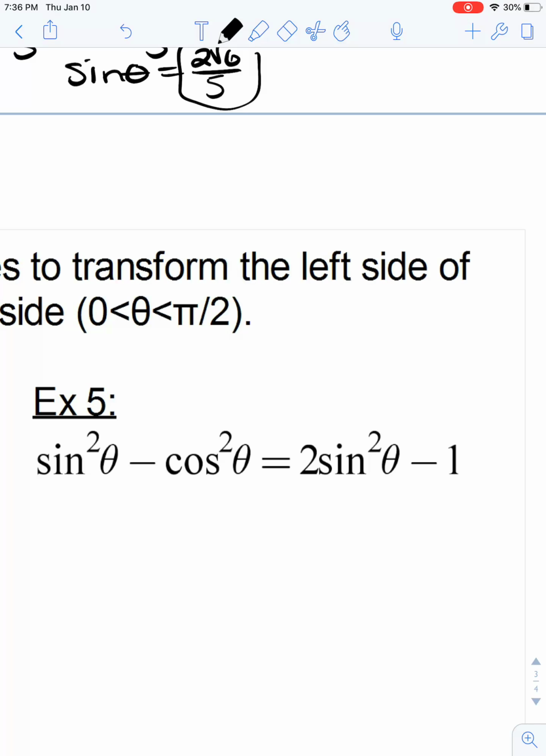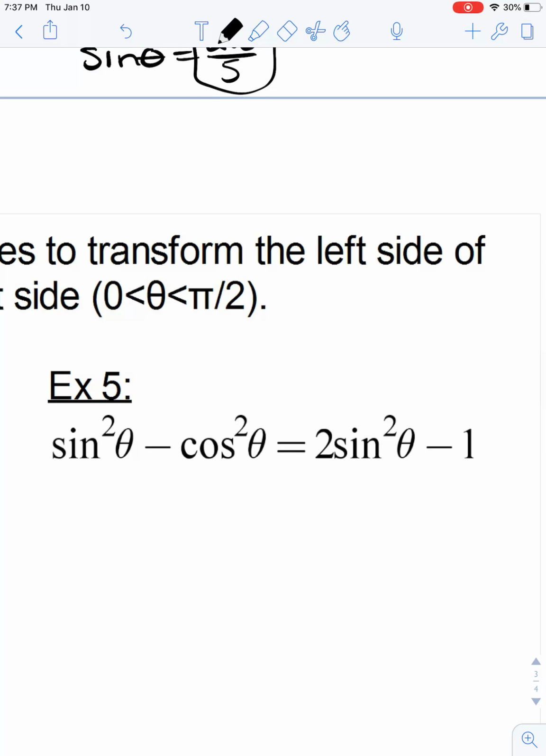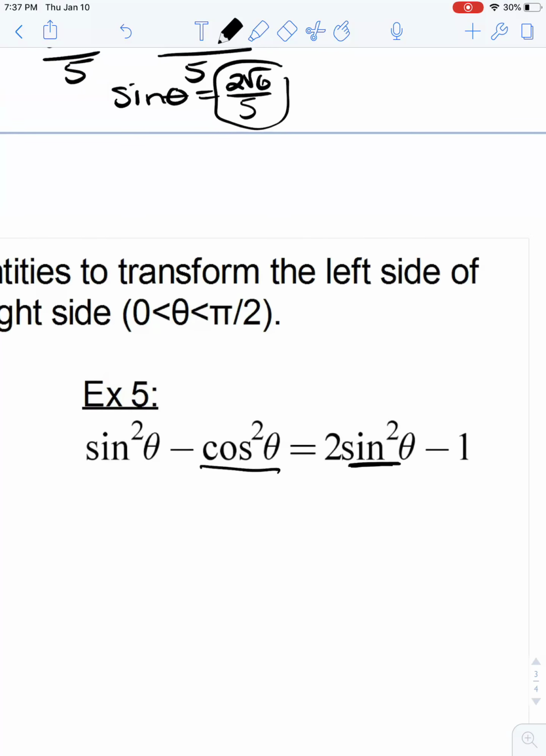Alright, so now, example 5. Sine squared theta minus cosine squared theta equals 2 sine squared theta minus 1. So I want to transform the left-hand side to equal the right-hand side. If you notice, you kind of have to look at what you need. I'm going to want two sine squared thetas. Right now I only have 1. So is there a way to transform this cosine squared theta to give me another sine squared theta?